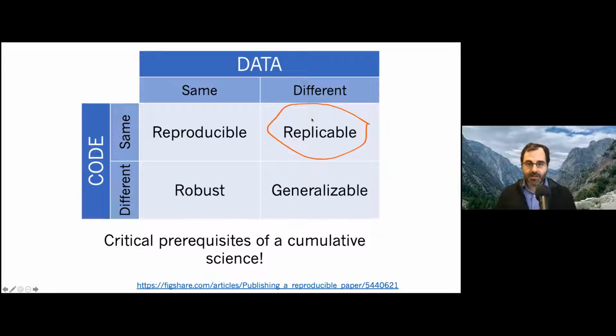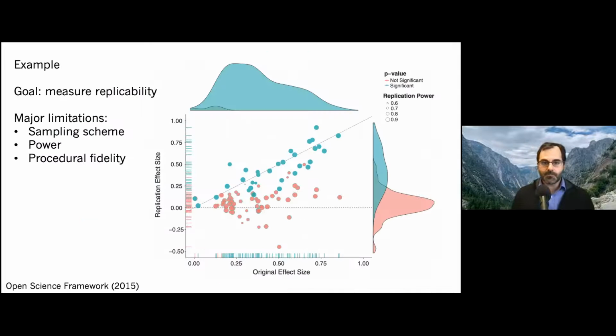And so replicability has been a key target, especially in psychology, where it's relatively cheap and relatively easy to gather new data sets and subject them to the same analysis and try to understand if the results are similar. So most folks here are probably familiar with the Open Science Framework 2015 paper. I was really proud to be a part of this collaboration to replicate 100 studies from psychology journals in 2008.